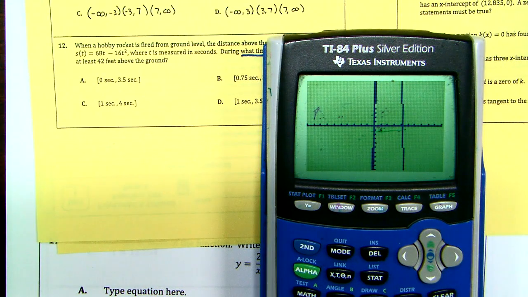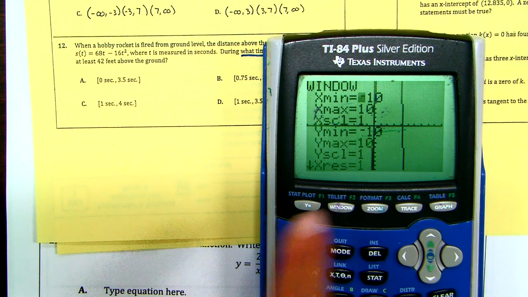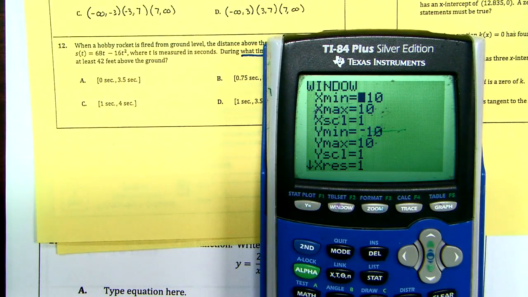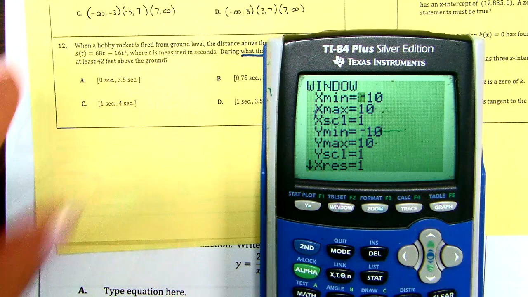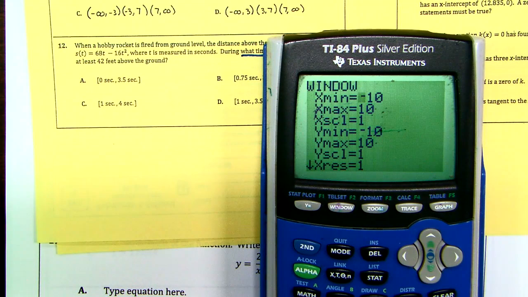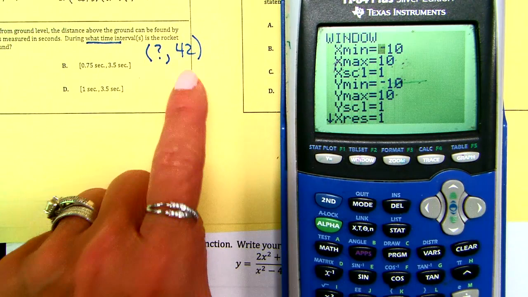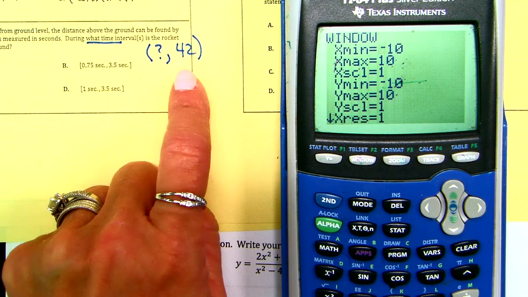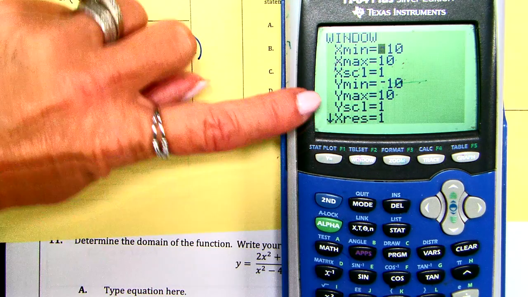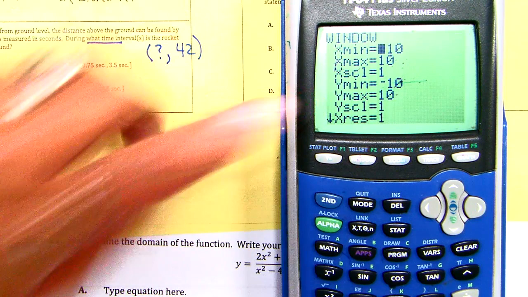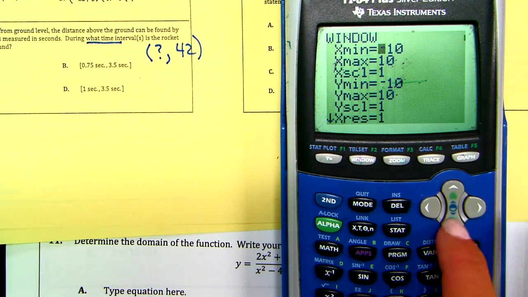So I'm going to change my window. Every time you clear the RAM, guys, it goes back to 10s, 10 in every direction, okay? And that's not realistic for a lot of word problems, right? We need to change this. How do I know what to change it to? Well, I need to go at least as high as 42, right? Right now, it only goes up to 10. So y max has to get changed.